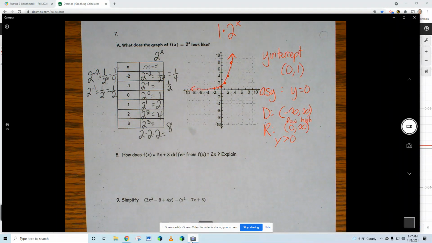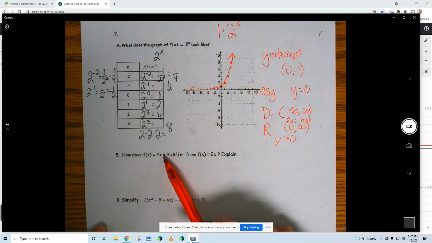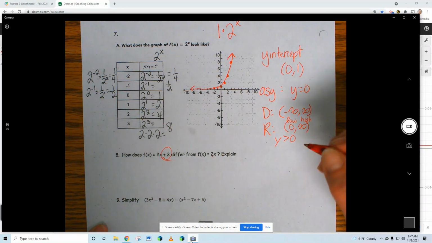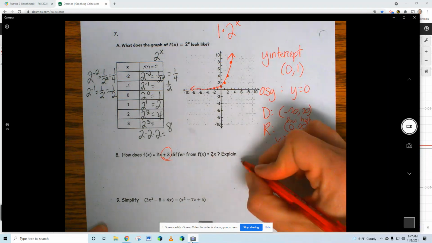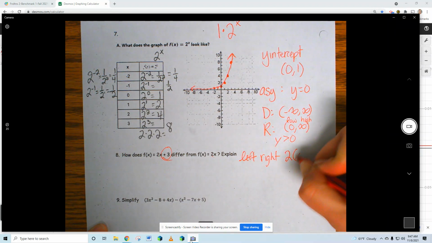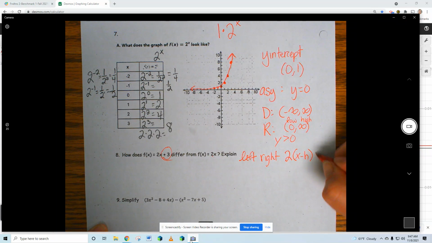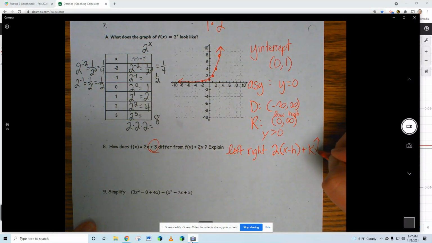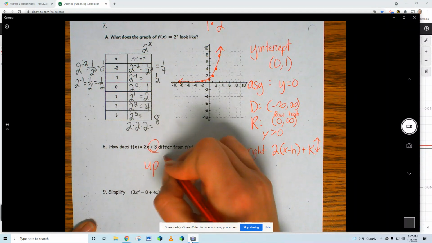Number 8, how does 2 to the x plus 3 differ from 2 to the x? What did I do? This is a transformation. This says 2 to the x plus 3, and this just says 2 to the x. What does the plus 3 mean at the end? No, this would be left 2. 2 to the x minus h plus k. Remember that? What does the k do? Up or down? This is up 3.